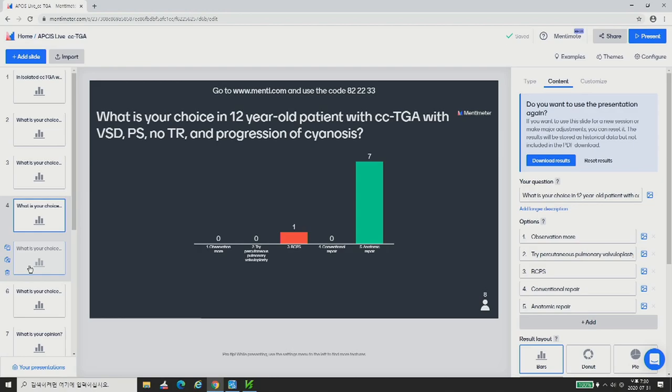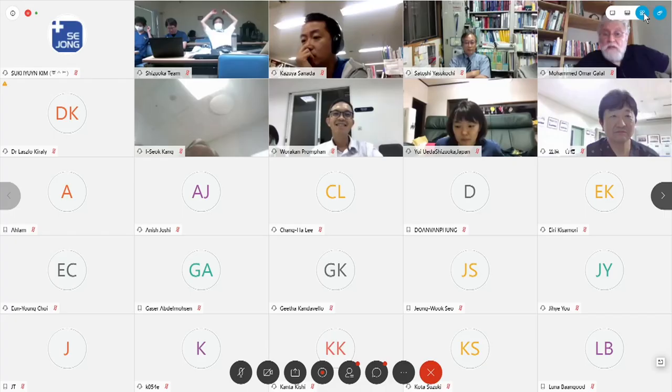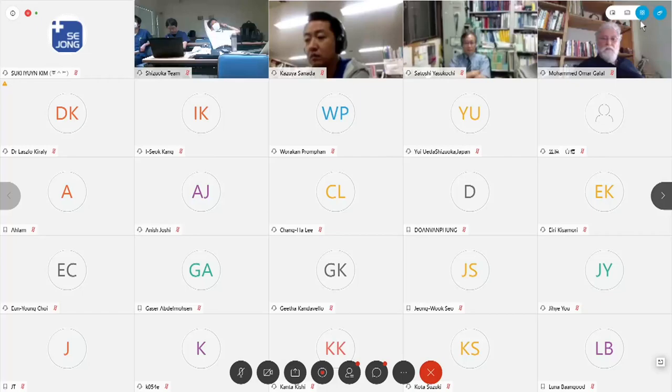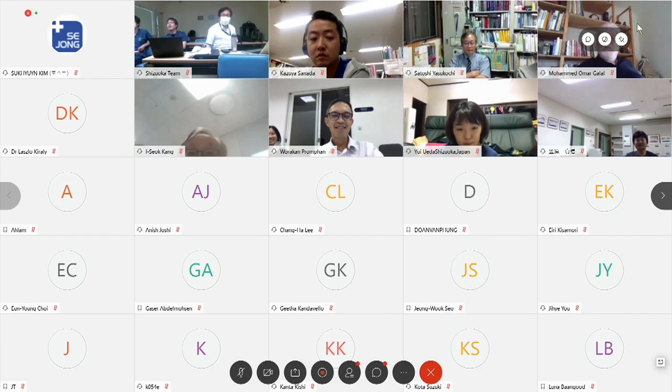Okay, anatomical repair is the... So in case of correct TGA, VSD, PS cases, cyanosis is the one issue. And if the cyanosis is aggravated, we can try balloon, BT shunt, BCPS, or anatomical repair. Most centers do not like physiological repair, classical repair.